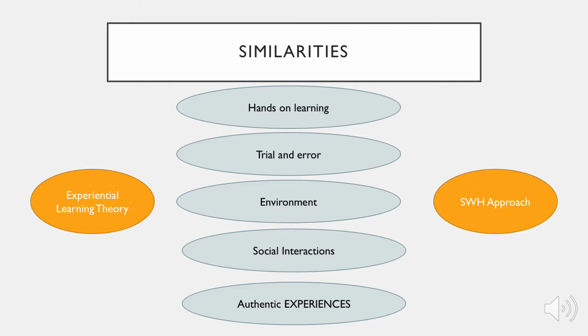So, in between both theories, we have obvious similarities. Both involve hands-on learning, a series of trial and error, reliance on the environment where the learning is taking place, and the social interactions that transpire. Both are moving away from memorization, reading, and repetition.